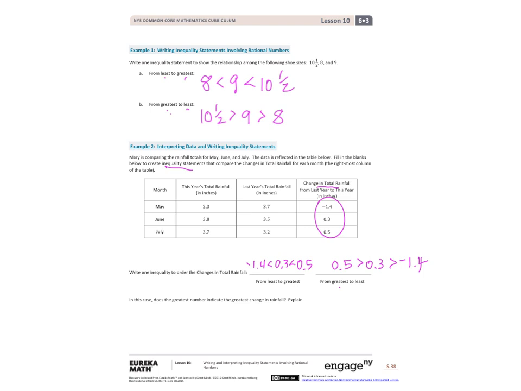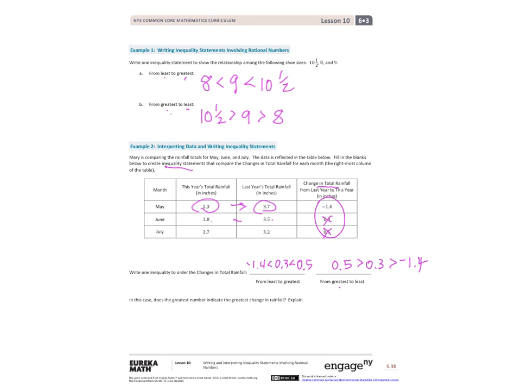In this case, does the greatest number indicate the greatest change in rainfall? Well, I don't think so. The greatest change, like when I look at these two numbers, 3/10 of a change is not that much. 5/10 is not that much. May has the greatest change, from 2 and 3/10 moving to 3 and 7/10. They're comparing the year in rainfall. Like if we looked up rainfall in Forks, it has probably pretty high numbers.